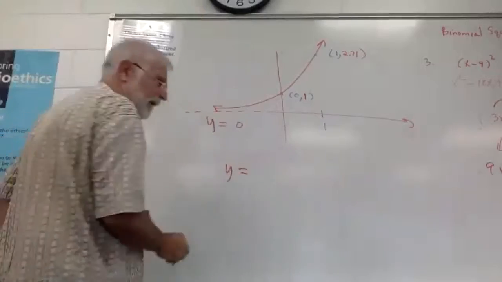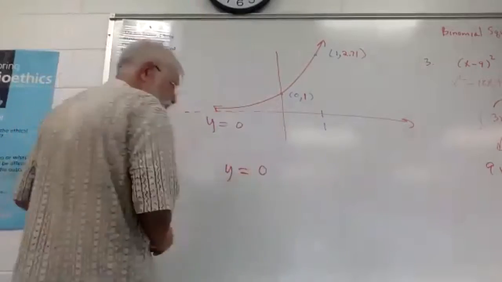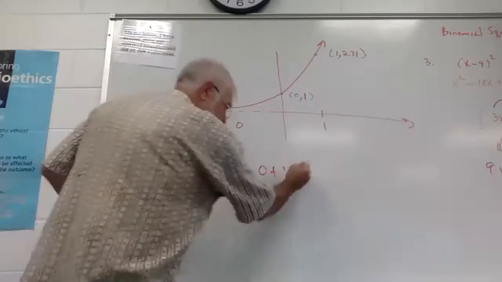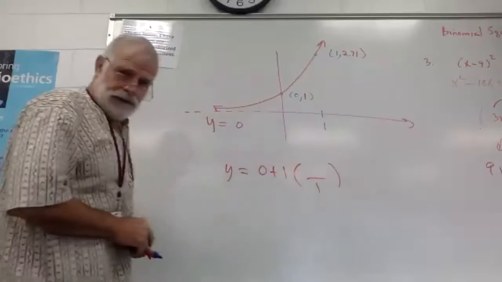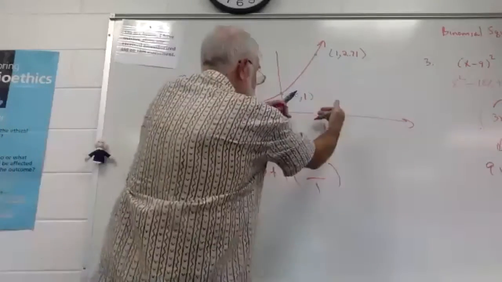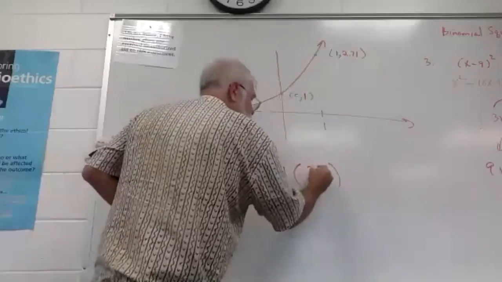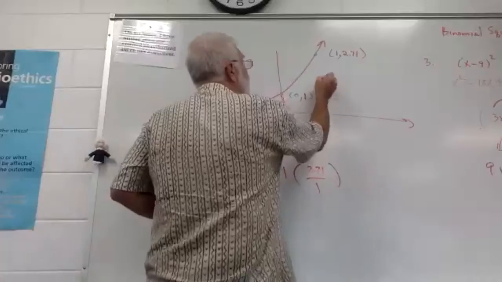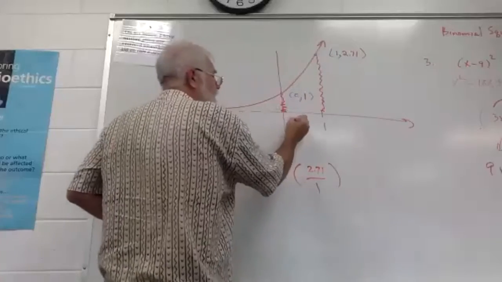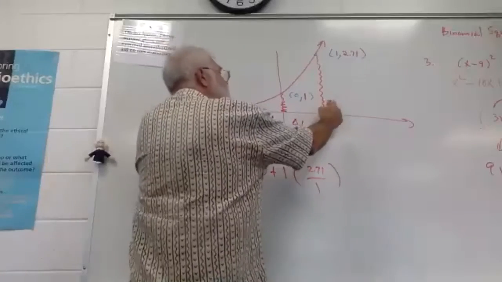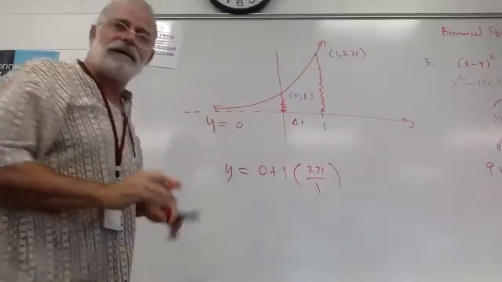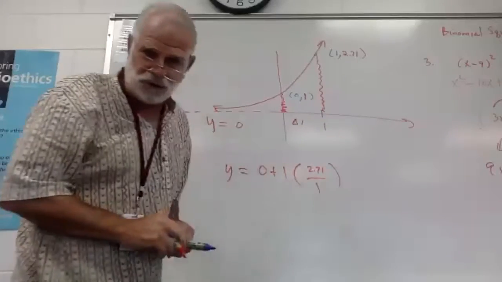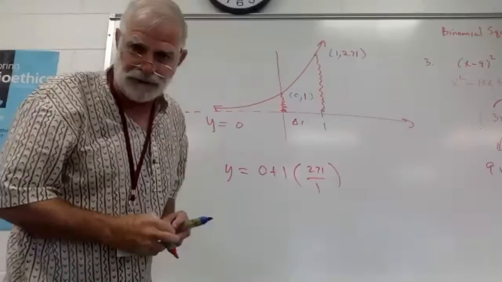What's the most important y value? The asymptote. How do I get from 0 to 1? I go up 1. The next time I don't go up 1. I go from a height of 0 to 2.71. So how does this altitude compare to this altitude? In one unit of change, I'm nearly 3 times the size of that. Not quite three times the size of that. That's where the base of exponential functions come from.